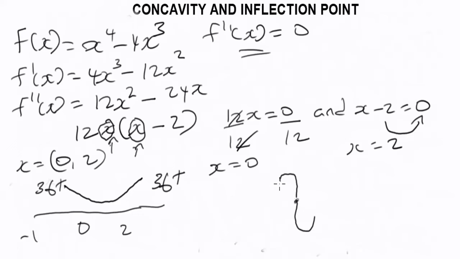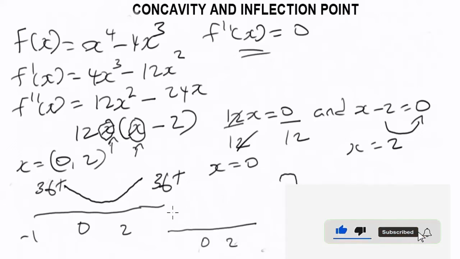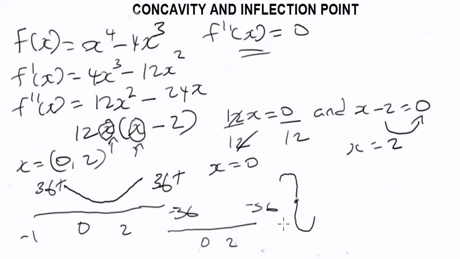This is the inflection point here. It was decreasing. All of a sudden, it was increasing. The scenario was like this: 0, 2, and we're having negative 36 here and negative 36 here. It would have been concave down because the function would be increasing, and all of a sudden it starts to decrease. So when we want to represent it graphically, it will be something of this nature.